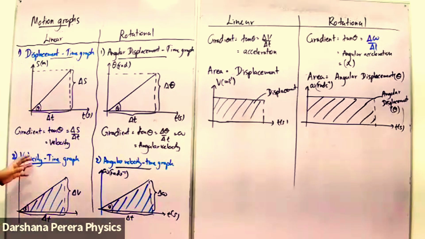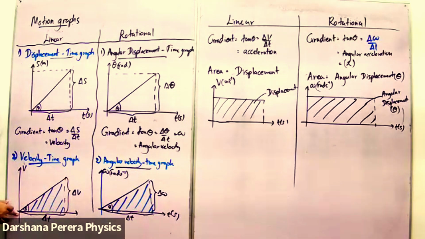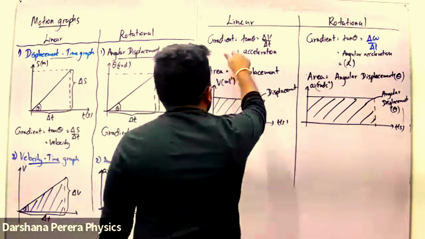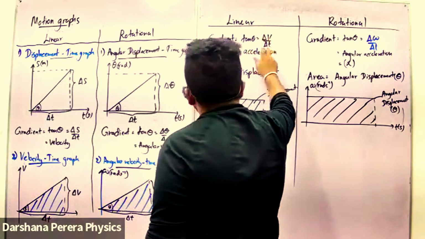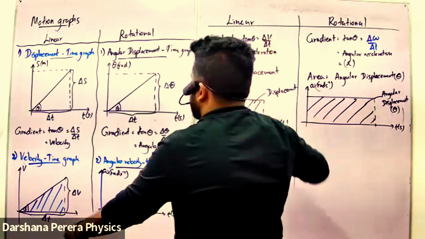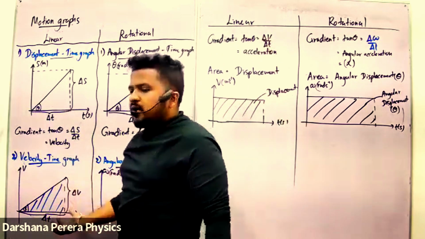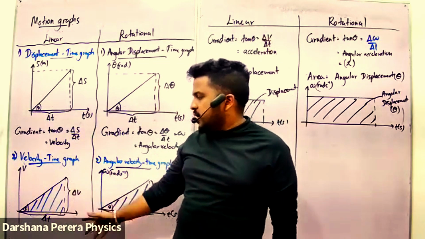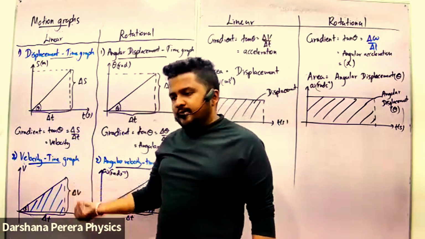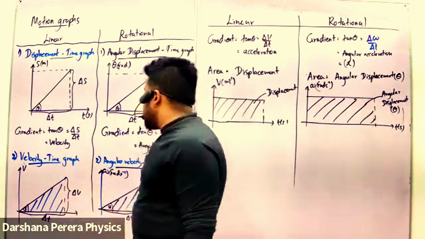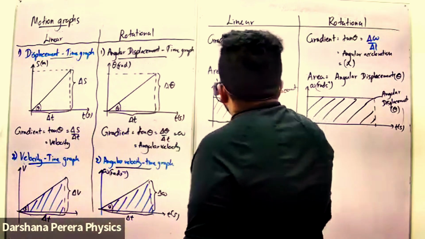We can take the velocity time graph. The gradient is delta v over delta t, where delta v is the velocity change. The gradient, tan theta, equals delta v over delta t. Right? It is acceleration. Why? In the velocity time graph, the gradient is acceleration.